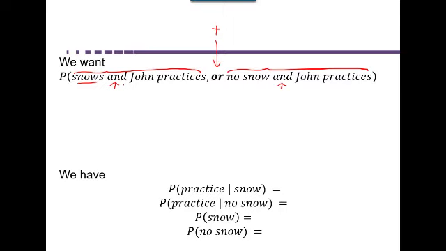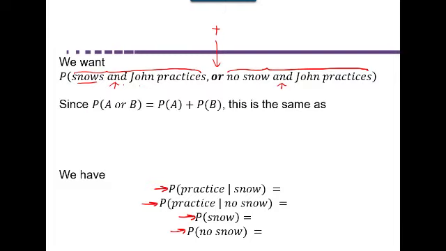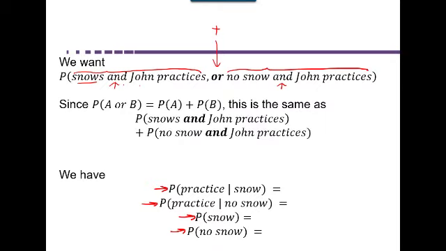Now, in order to find the probability that it snows and John practices, we're going to have to multiply the probability of snow times the probability that John practices given that snow has happened. So we're going to need the probability of snow and the probability of practicing given snow. And in order to find the probability of no snow and John practicing, again, we're going to need the probability of no snow multiplied by the probability that he practices given that no snow has occurred.